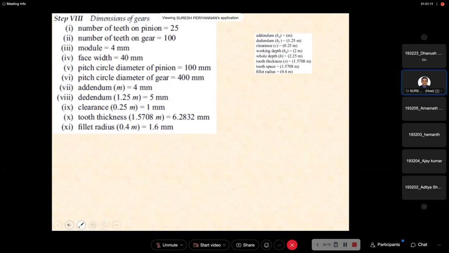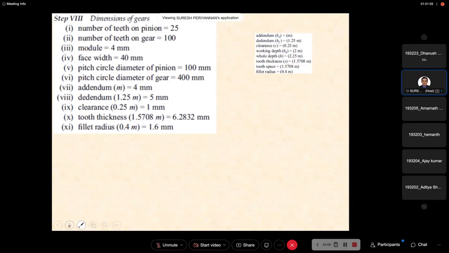Now these are the dimensions of the gears. Please practice this type of problem. Finally, you have to write the design dimensions of your gear and pinion. The diameter of the pinion comes from the empirical relation we already discussed. You know the module now, so substitute the module here. Then the number of teeth on pinion and gear, module, addendum, dedendum, clearance, and working depth, substitute your module value. Finally you get all this data. So this is the design parameters of your gear and pinion.